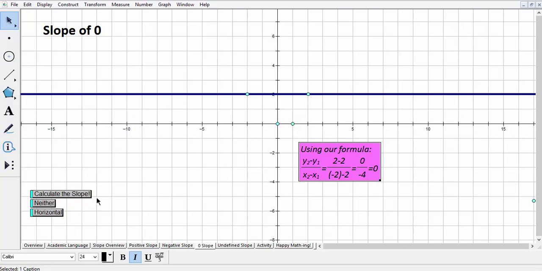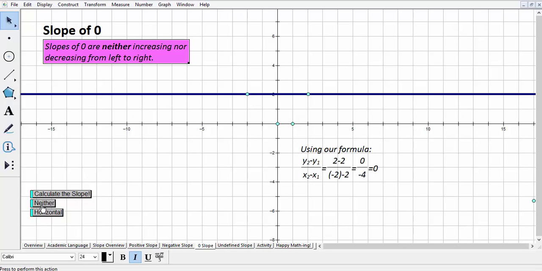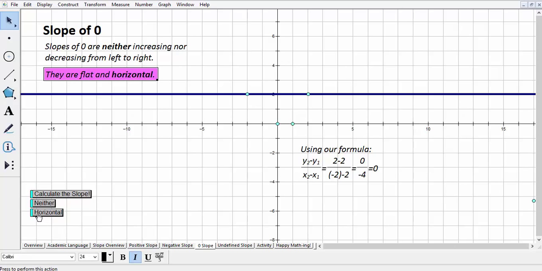Now if you look at this line from left to right, you can see that it neither increases nor decreases, and that is characteristic of a line with a slope of 0. You can also note that this line is horizontal, like the horizon, as if you were looking into a beautiful sunset. That is a line of slope 0.